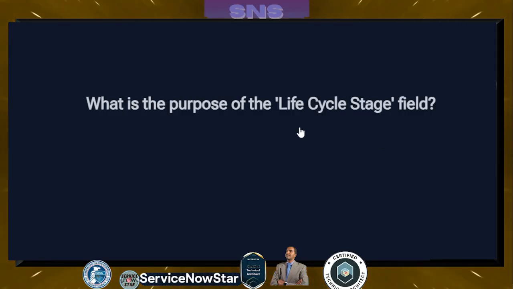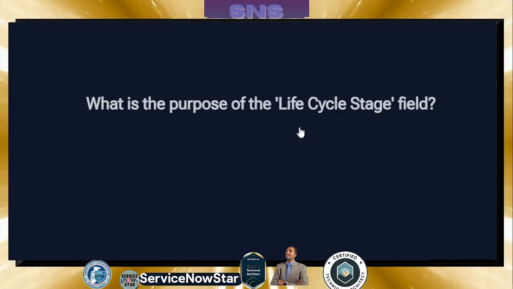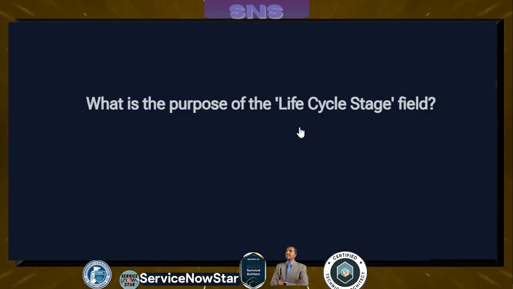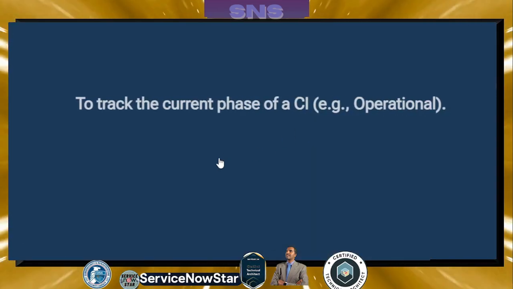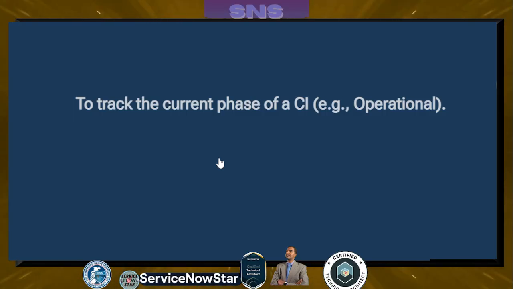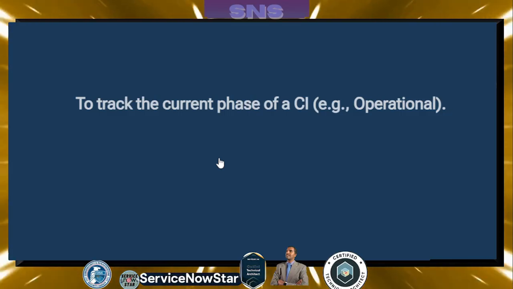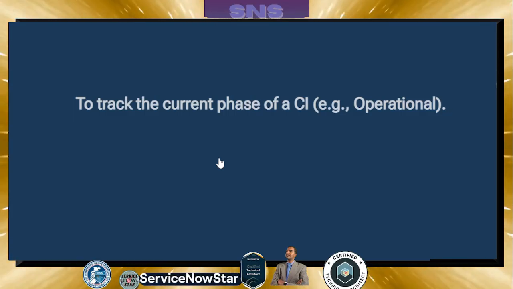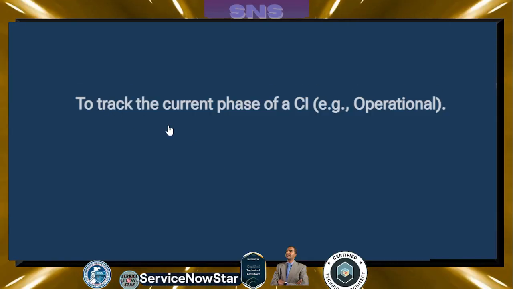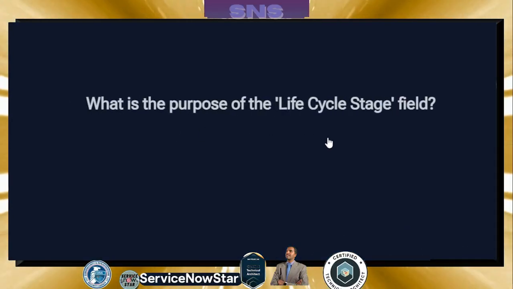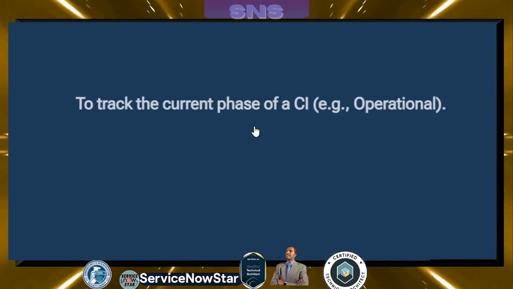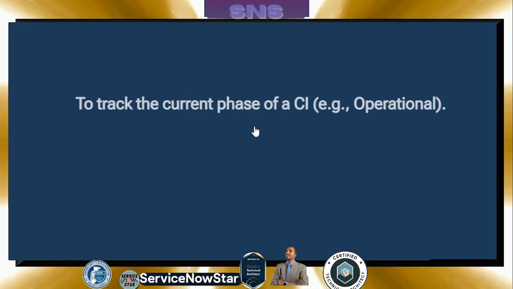What is the purpose of the lifecycle stage field? You know, it tracks the current phase of the CI, whether it's operational or whether it is retired. And remember, if you retire a parent CI, it will retire all the children. It's called retire cascade. Okay, so the lifecycle field is a critical field in CMDB which helps you track the current phase of the CI.